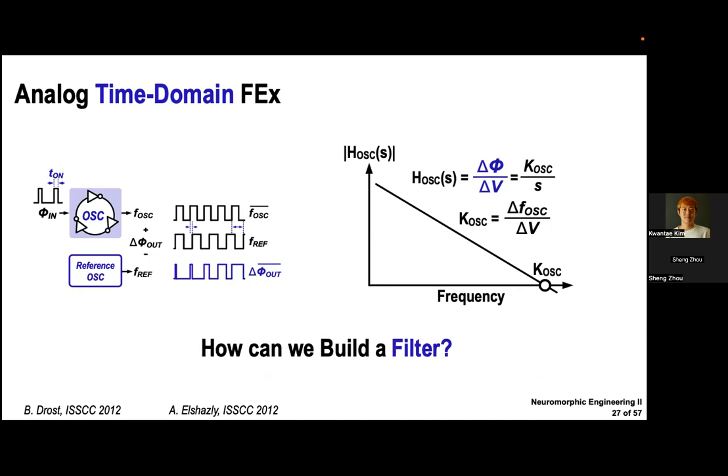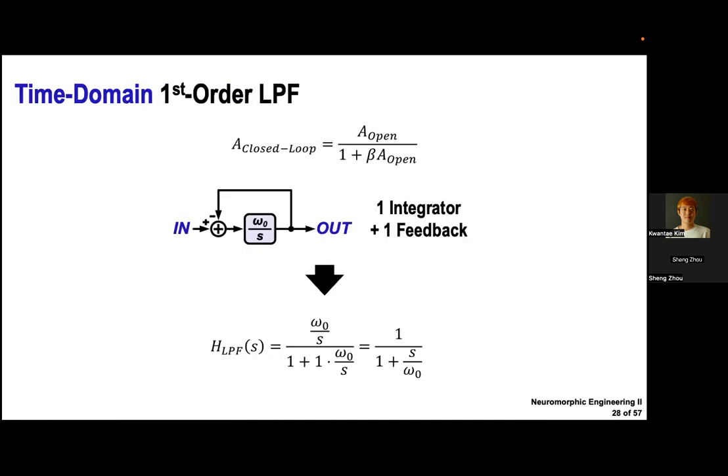Okay, so we implemented an ideal integrator. Then how can we build a filter based on this? This is just a basic feedback theory diagram with one integrator and one feedback element. Analyzing the transfer function with the loop gain, we find A open loop gain over 1 plus beta open loop gain. If we analyze this circuit, we find it implements a first order low pass filter.